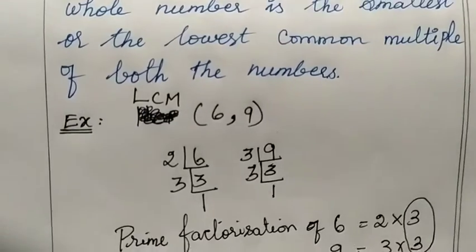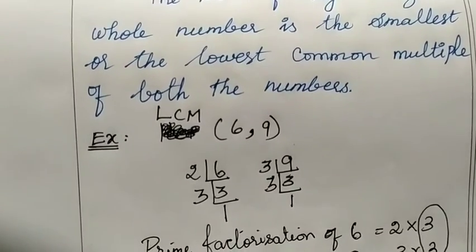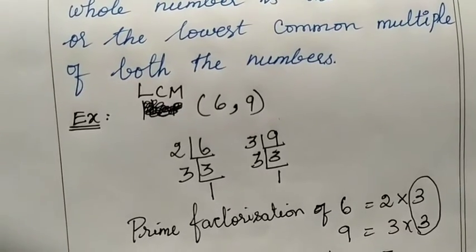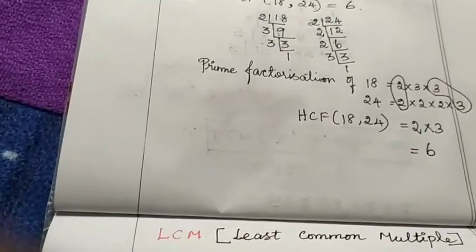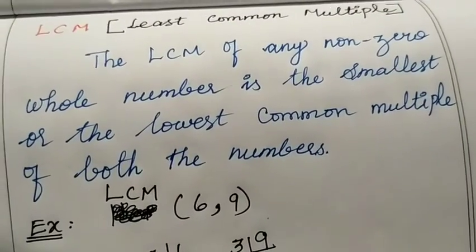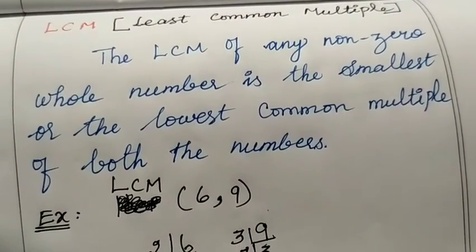So simply we say that for LCM, we take all the factors and multiply all the factors. But in HCF we multiply the common factors only. So let's see the exercise.